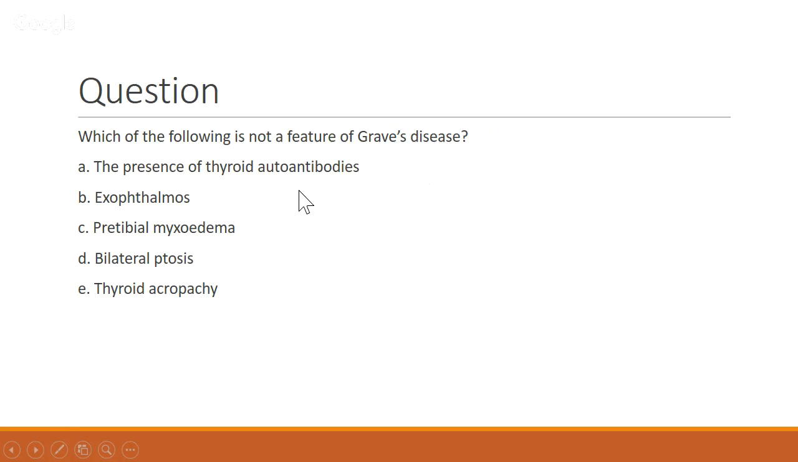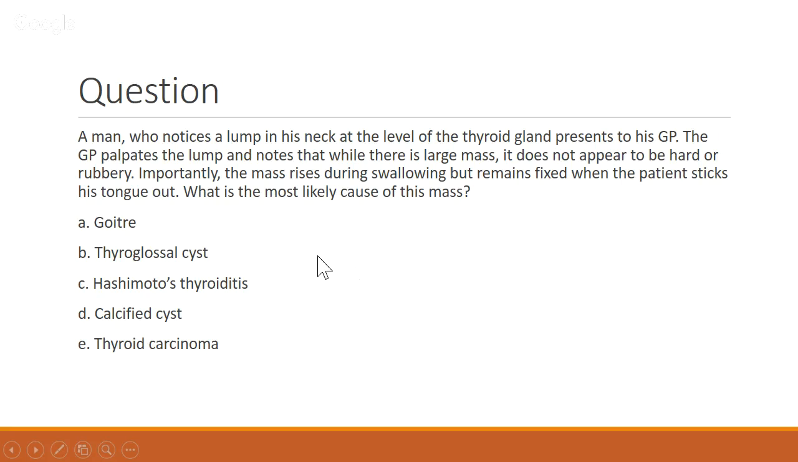So it's this. All the rest are found in Graves, and these three signs are specific to Graves. Thyroid acropathy is just clubbing found in thyroid disease. It has a different name, okay. Okay, next person.